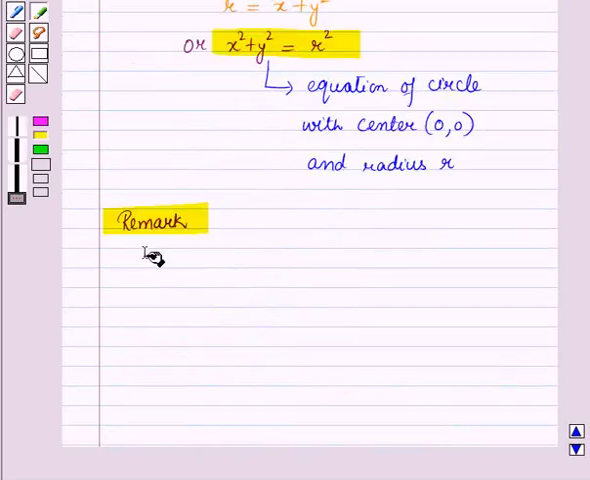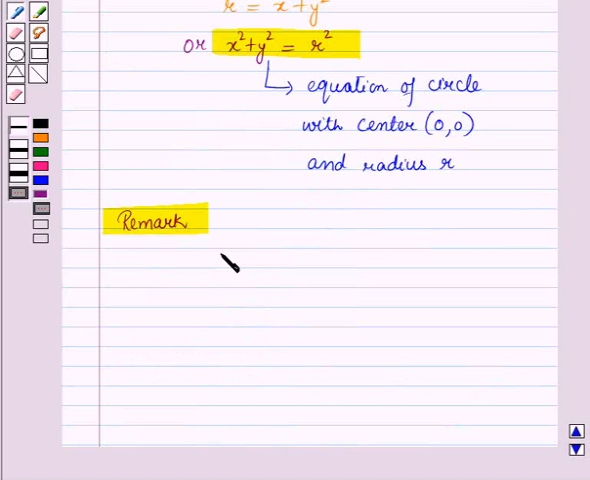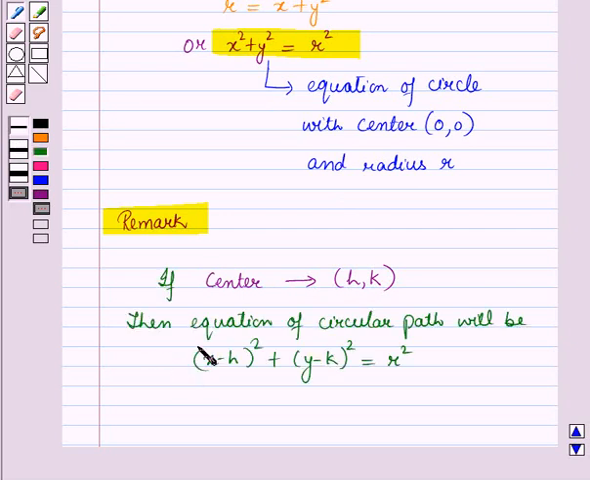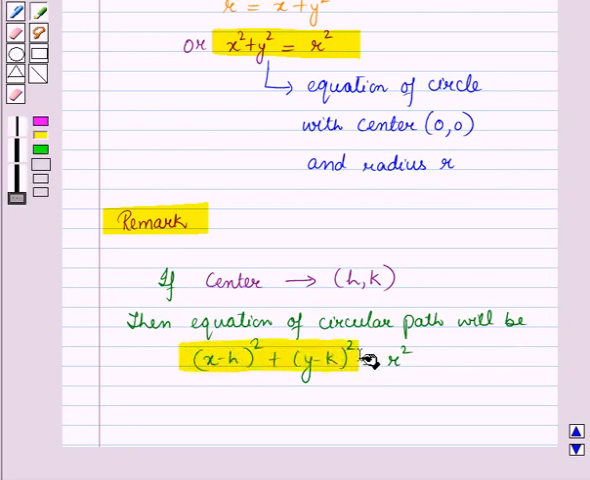Now instead of origin we can have any other point as center, say a center with coordinates h, k. Then also we can find the equation of circular path using the distance formula. Then equation of circular path will be x minus h whole square plus y minus k whole square is equal to r square.